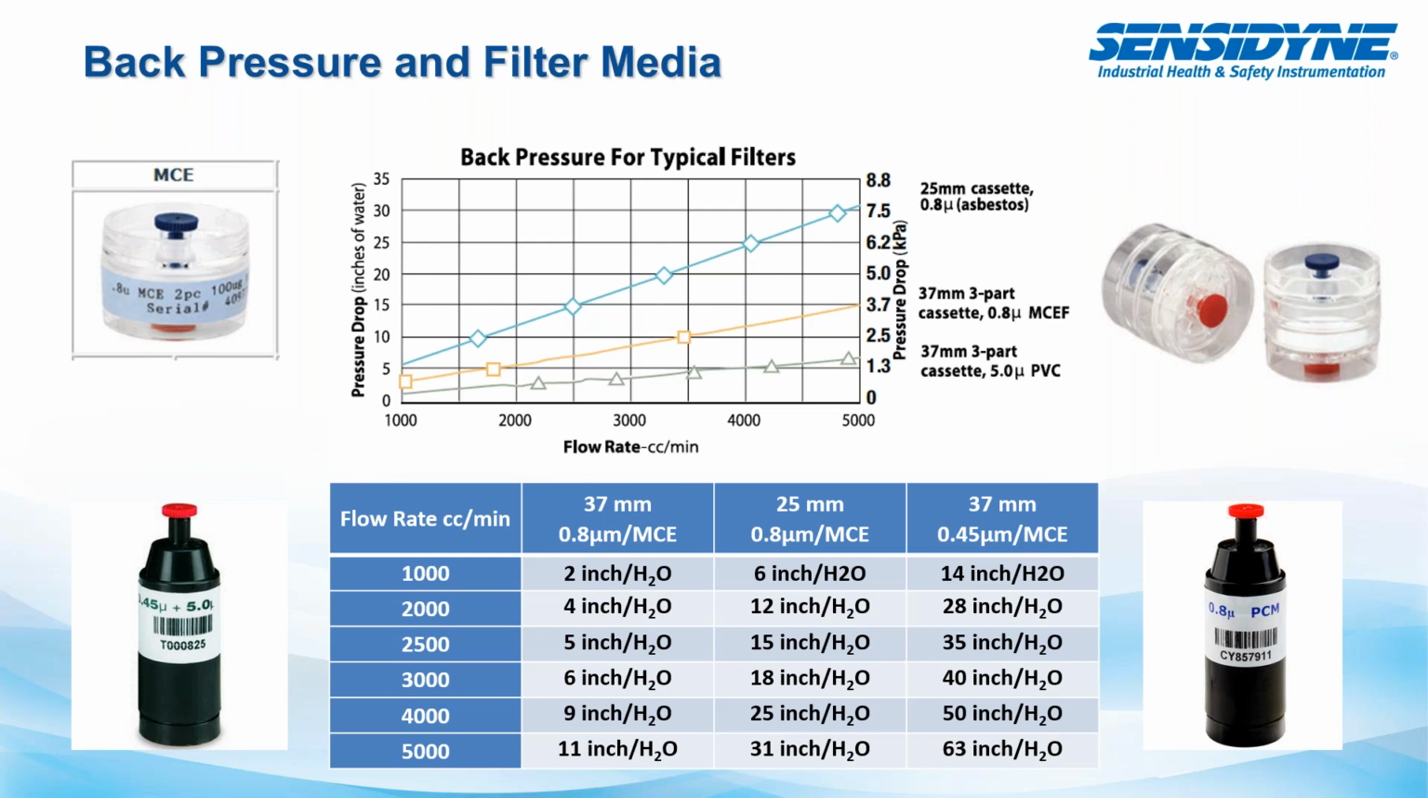However, if I'm using that same 37 millimeter cassette with a 0.8 micron mixed cellulose ester filter, you can see that my starting back pressure at 1 liter is going to be around 3 inches of water and goes all the way up to 15 inches of water at 5,000 cc's. Another thing to be considering is if you're using a smaller diameter filter. If there's a smaller diameter, there's less surface area, which creates more back pressure. So if you're using an asbestos type of cowled cassette that's a 25 millimeter, expect the back pressure to be significantly higher than on a 37 millimeter cassette.